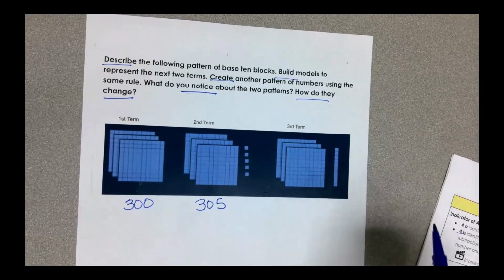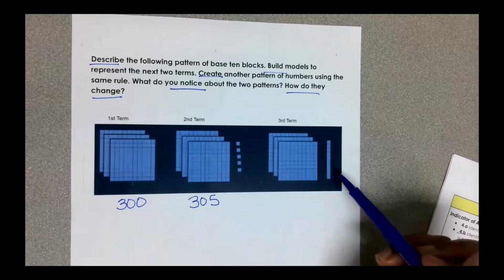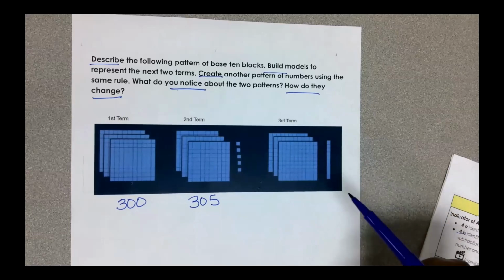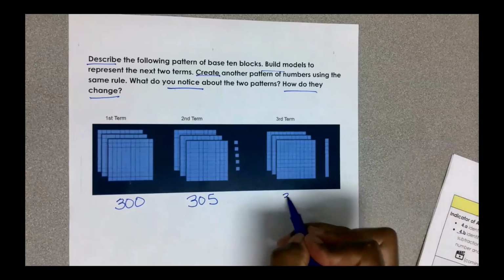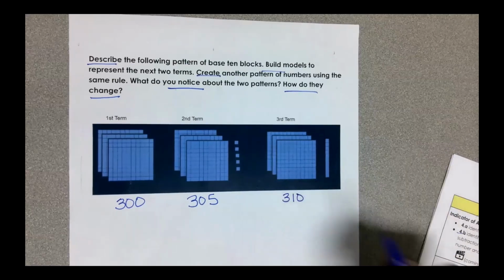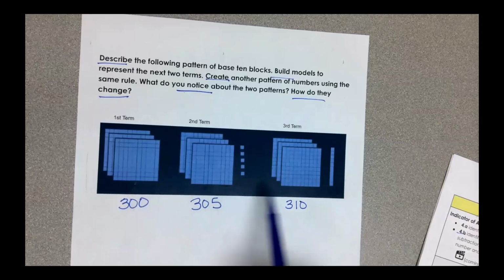Lastly, I see that the third given term has 3 flats and 1 rod. I know that 10 units is equal to 1 rod. So the value of term 3 is 310. The next thing I want to do is notice how the base 10 model is changing and what aspects remain the same for each term. So I notice that in each term, there are 3 flats, or 300.